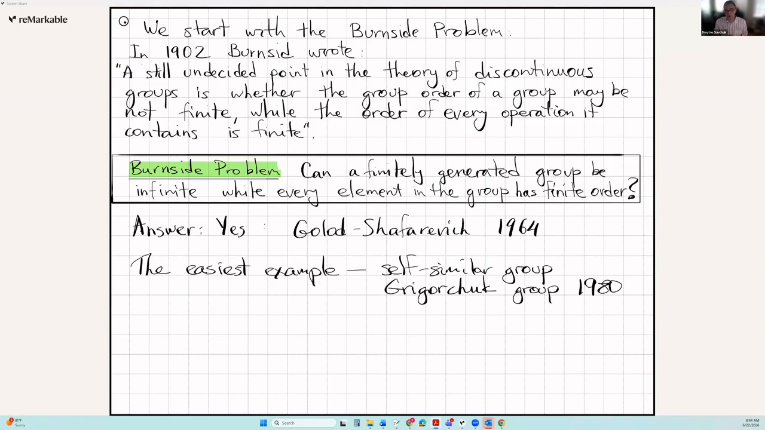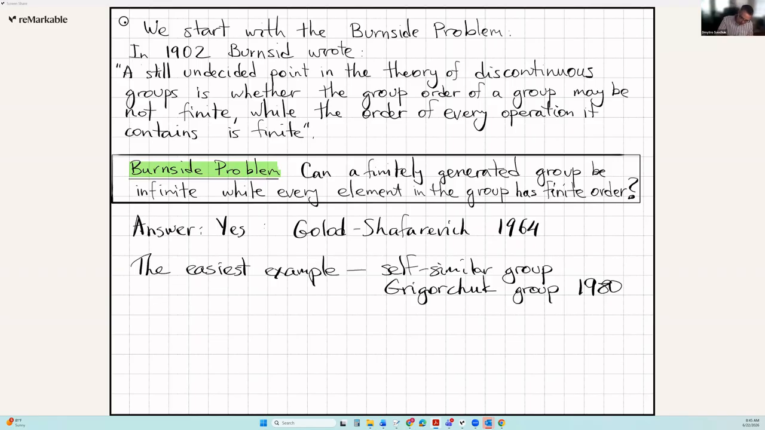For a long time, there were no examples of groups which are amenable, so that this paradoxical decomposition is not possible, and such that they cannot be obtained from abelian groups, which are known to be amenable, by certain easy constructions. And so the Grigorchuk group served as the first counterexample to that conjecture. It was an amenable group, so you cannot do this Banach-Tarski decomposition with it, but it cannot be built from abelian groups. Then it also served as an example for the Atiyah conjecture.